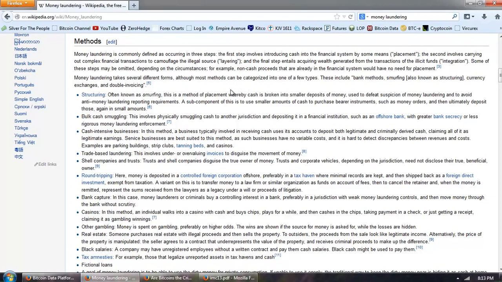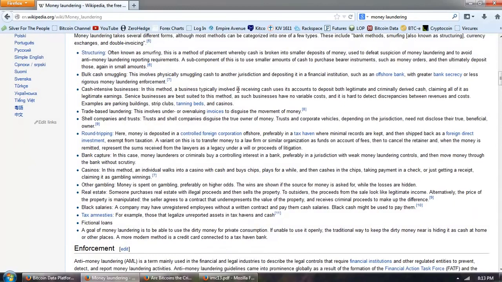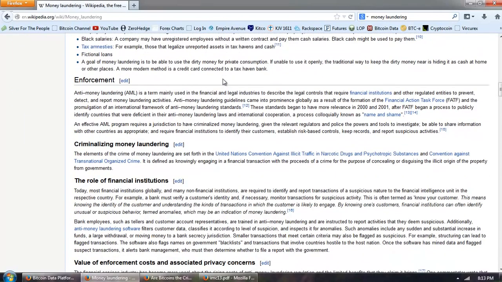Money laundering takes several different forms, although most methods can be categorized in one of a few types. These include bank methods, smurfing, also known as structuring, currency exchanges, and double invoicing. Now, it goes into all of the methods of money laundering, and what I want you to notice here is that every single one of these methods has to do with a bank. In other words, it has to do with cash, and it has to do with getting cash into and out of a bank. And that's where we get the anti-money laundering laws, the AML.